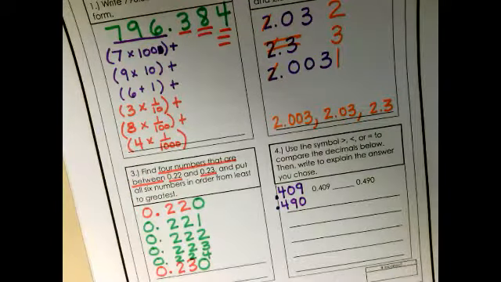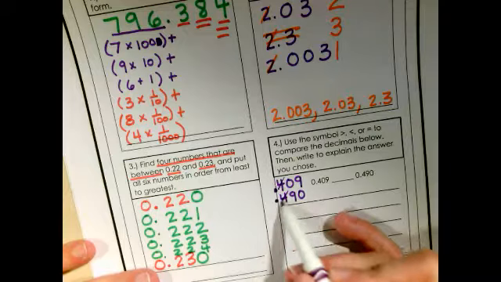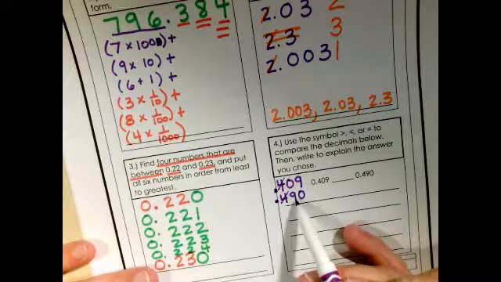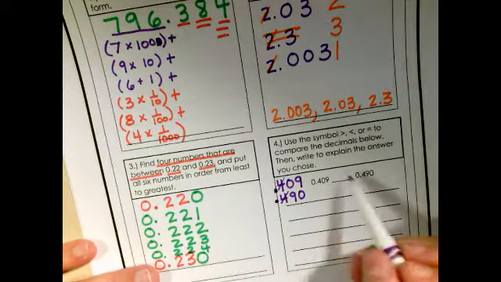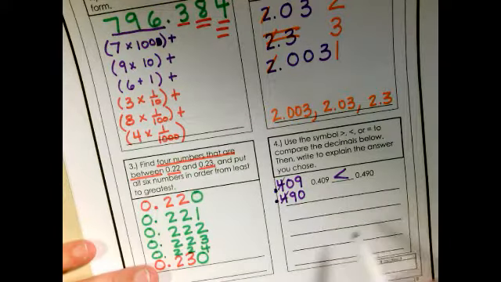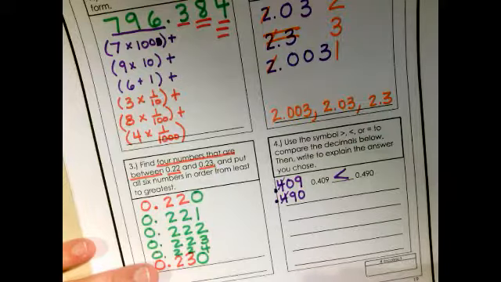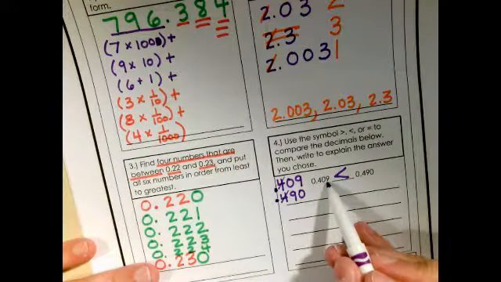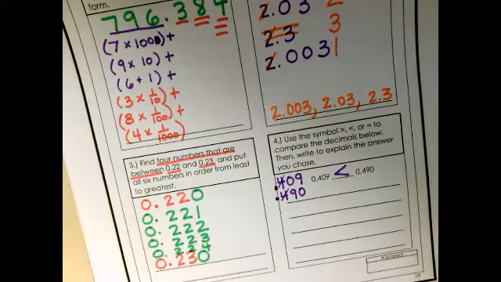Okay, well, looking at that, I can easily see they both have a 4 in the tenths place. This one down here has a 9 in the hundredths place. This one doesn't have any hundredths, so this one is going to be larger. So I'm going to go ahead and put that alligator mouth so that it opens toward the larger one. So we actually read this one, 409 thousandths is less than 490 thousandths.